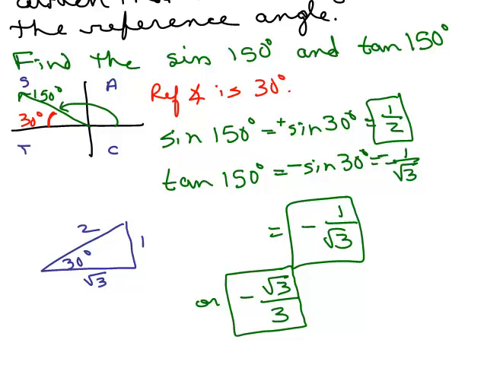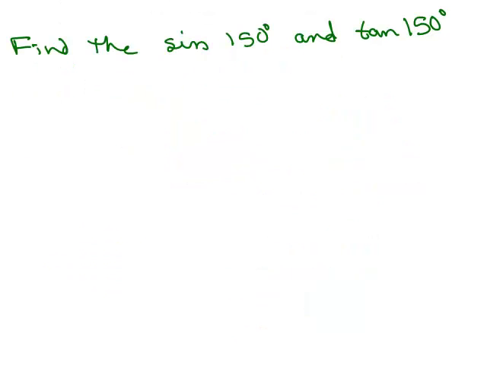I don't do this. Once I've got my, if I have to think it's over here anyway, I just draw a triangle there. So let me show you how I do this same problem. So here we are again. Find the sine of 150 degrees and the tangent of 150 degrees. I'm actually using the reference angle, but I don't write all that out. I think, well, 150 is over here.